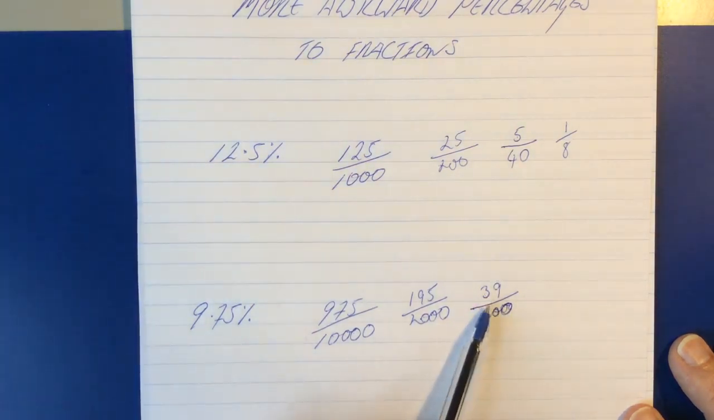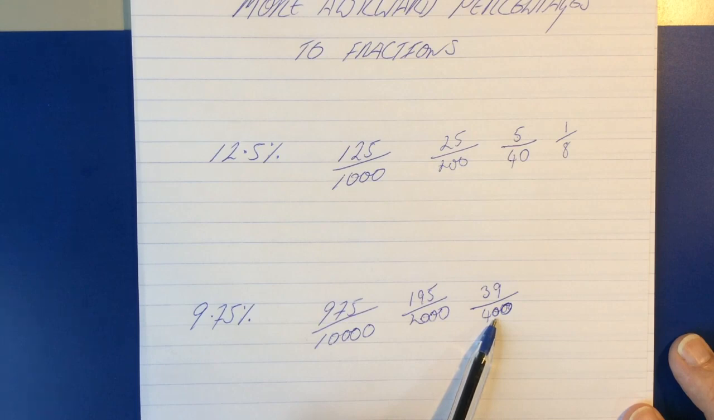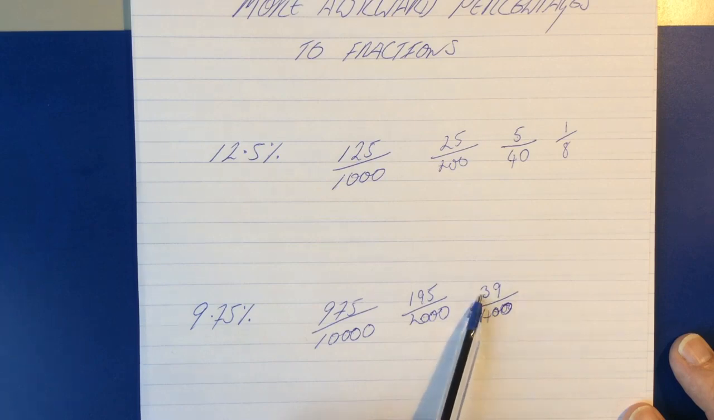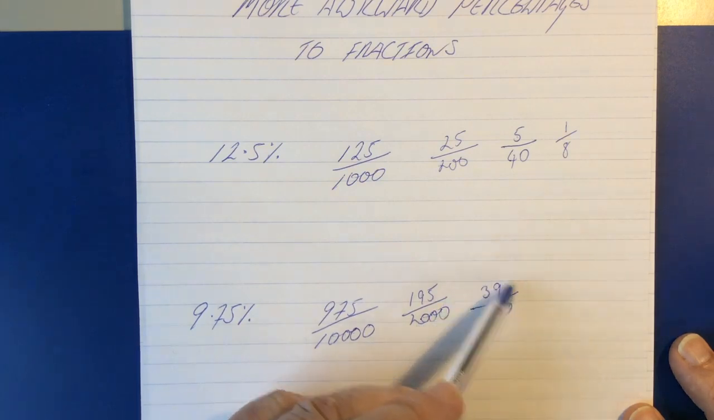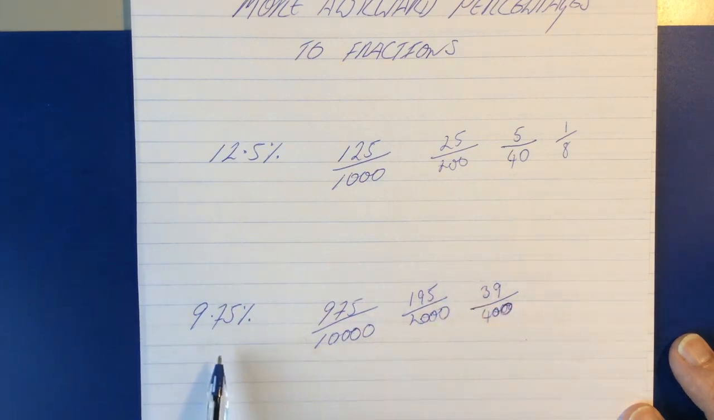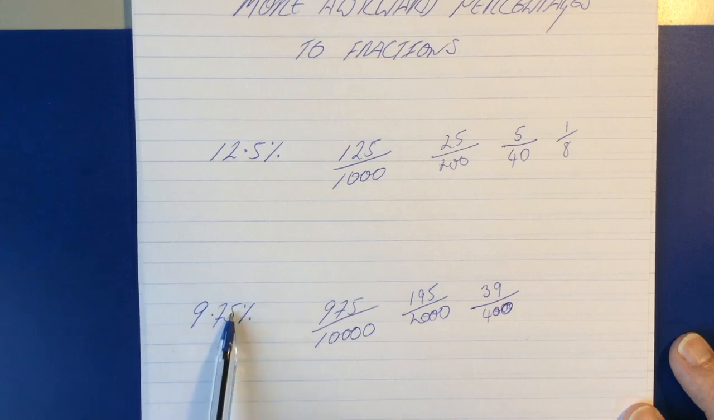I think this is the answer. I can't think of a number, other than 1, that goes into 39 and 400. 13 goes into 39, 3 goes into 39. It doesn't go into 400. So this is our answer, 39 over 400. So 9.75% is 39 over 400.